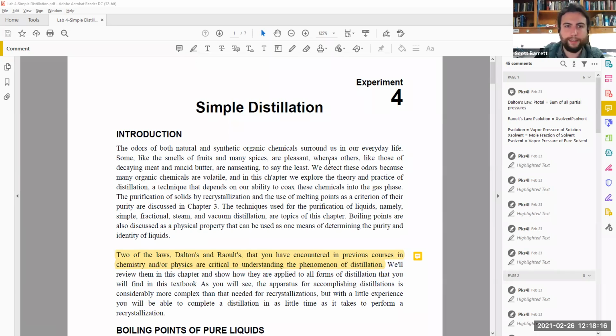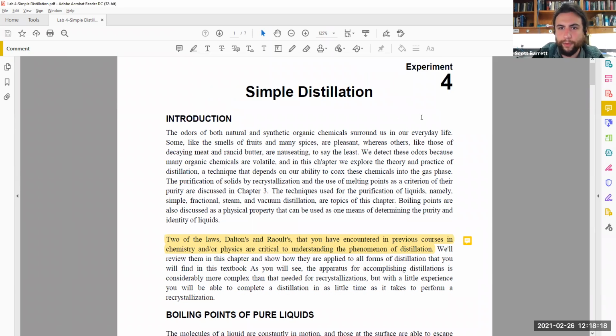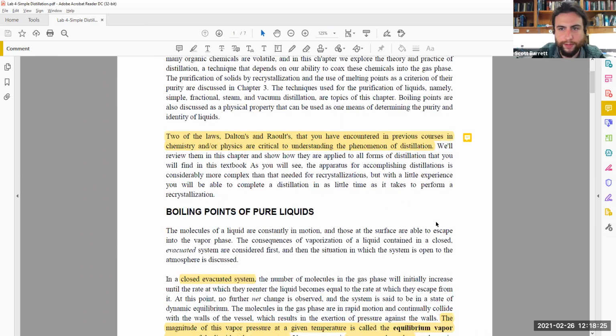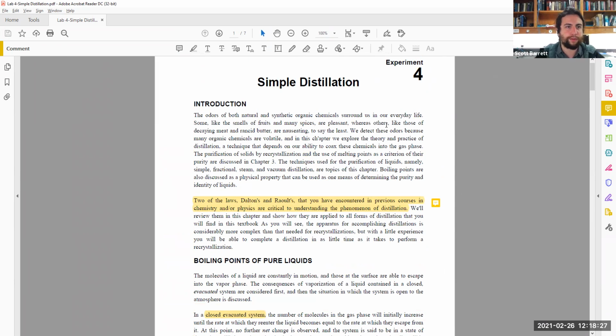All right. So right here at the top, we can see just a brief introduction into the experiment, and it's not too critical in terms of the main points that we need to understand for the experiment. So I'm just going to briefly jump to some of the points here that I have highlighted that'll be critical in terms of understanding the experiment.